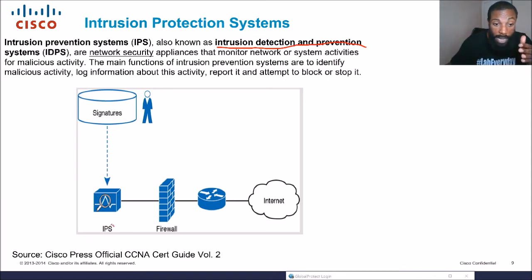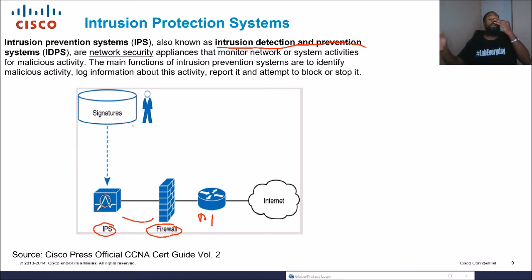As you can see right here, our IPS sits behind our firewall that we just discussed for the past 20 minutes. And then it sits behind our router, right? Router 1 right here. So we have our router, we got our firewall, we got our IPS, and we have our signatures. What are signatures? Well, think of signatures as kind of like wanted posters.